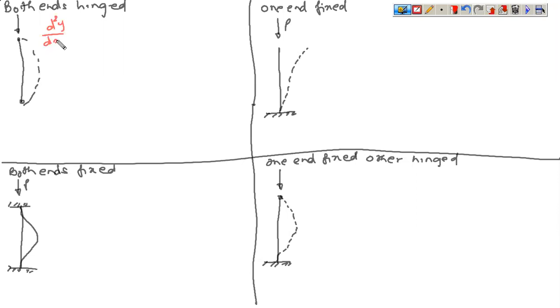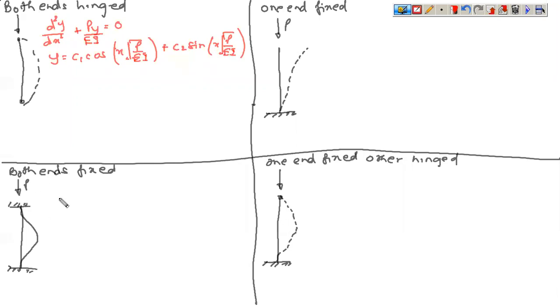So if you look at this scenario here, the general equation was d2y by dx2 plus Py by EI is equal to 0, and the general solution that you got was y is equal to c1 cos x under root P by EI plus c2 sin x under root P by EI.